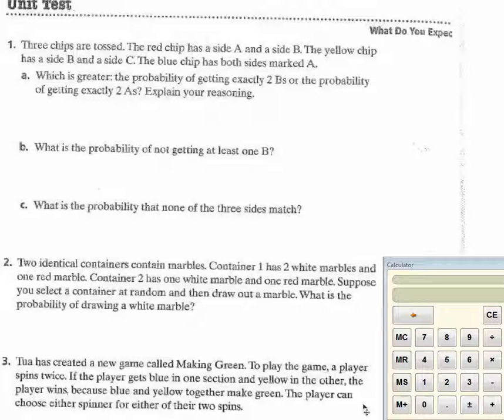All right, 3 chips are tossed. This is, what do you expect, the last one that I'm recording. Finally, 3 chips are tossed. The red one has side A and B.